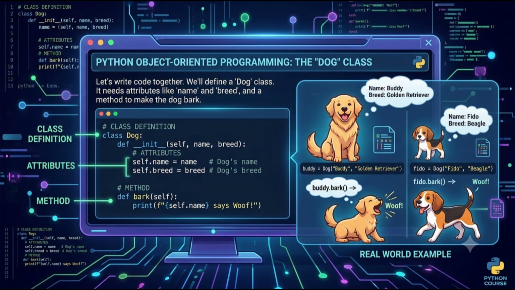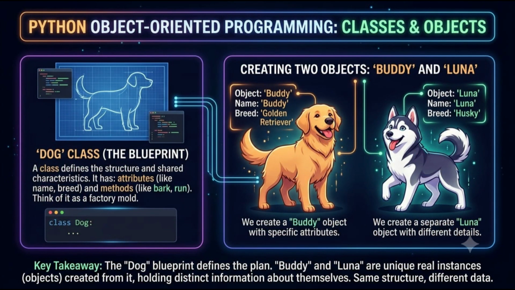Let's write code together. We'll define a Dog class. It needs attributes like a name and breed, and a method to make the dog bark. We'll create two dog objects, Buddy and Luna. You'll see how they both share the same blueprint but hold completely different information about their names and breeds.